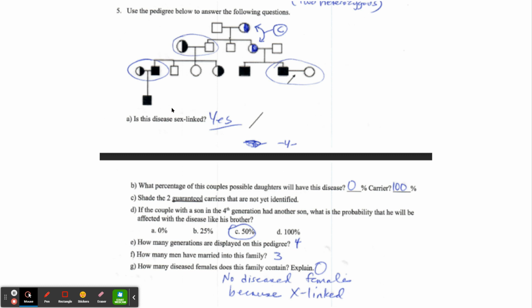How many generations are displayed in this pedigree? 1, 2, 3, 4. How many men have married into this family? 1, 2, 3. And how many diseased females does this family contain? None. No diseased females because it's an X-linked trait.